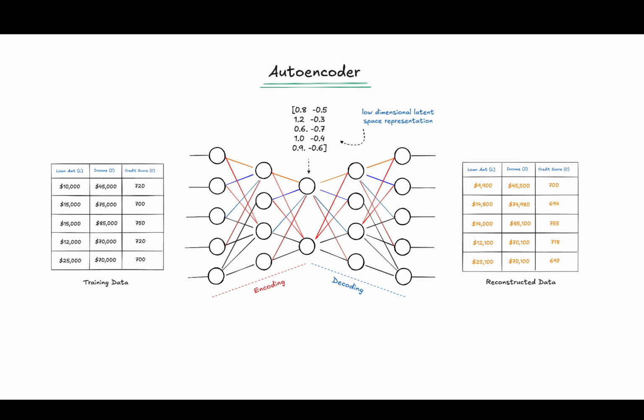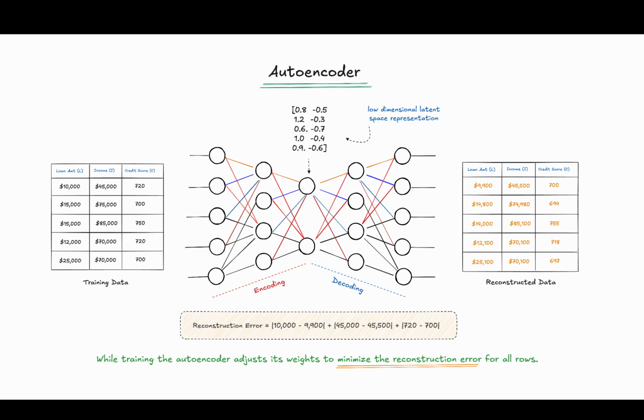The decoder then reconstructs these compressed values back into the original features. For example, 10,000 might get reconstructed as 9,900, 45,000 might become 45,500, and 720 might become 700. So the difference between the original and the reconstructed values gives us the reconstruction error. And the autoencoder adjusts itself during training to minimize this error, meaning it gets better at capturing the patterns of the data over time.